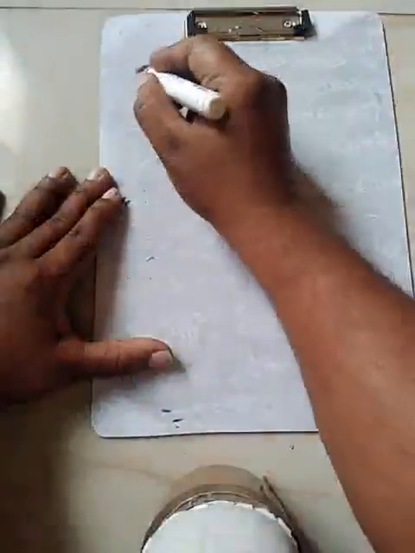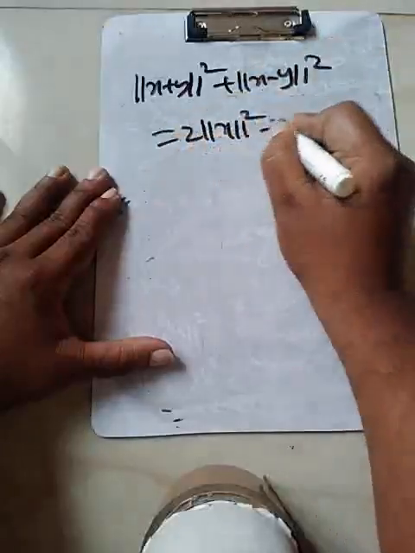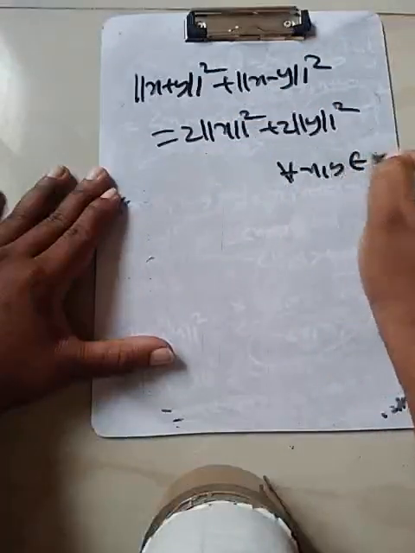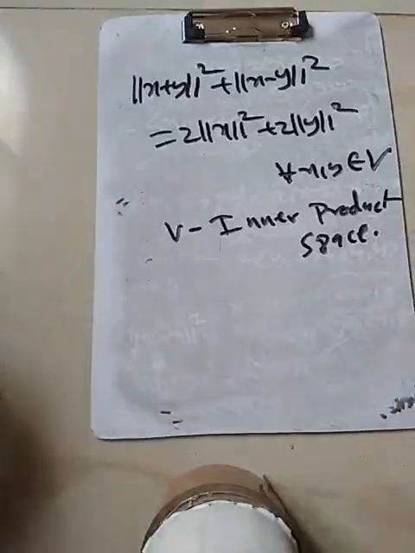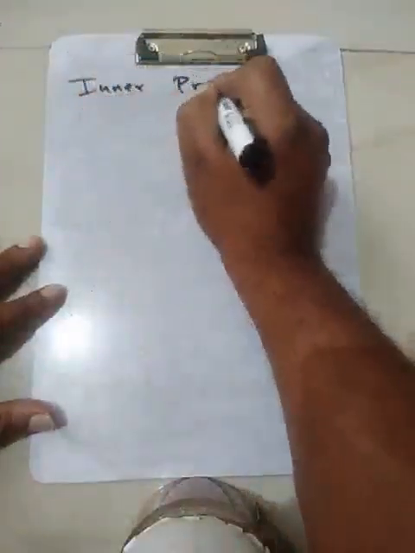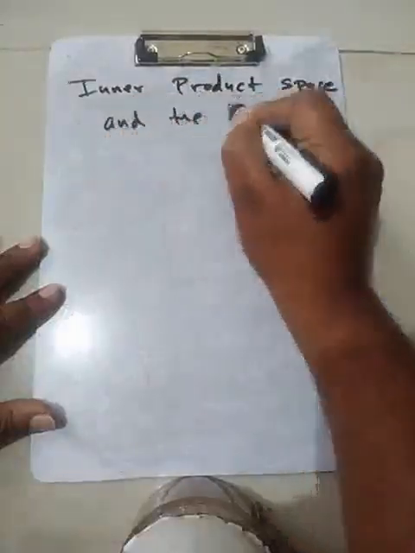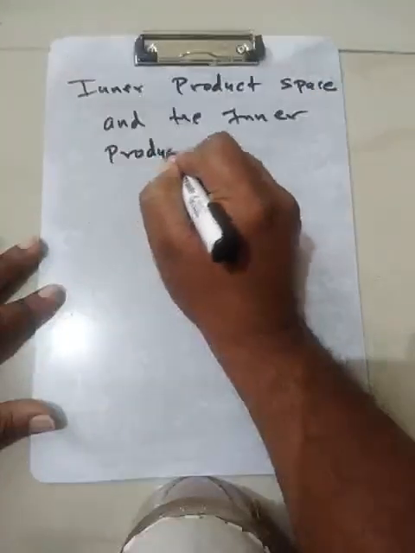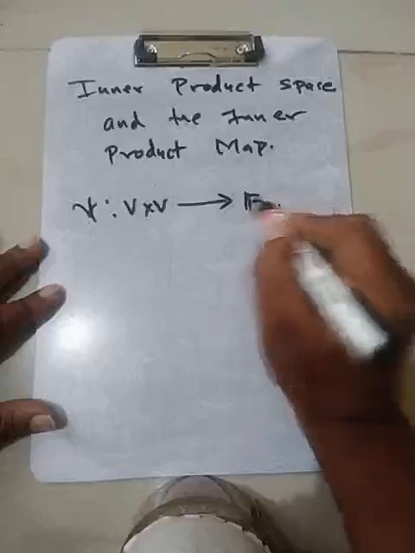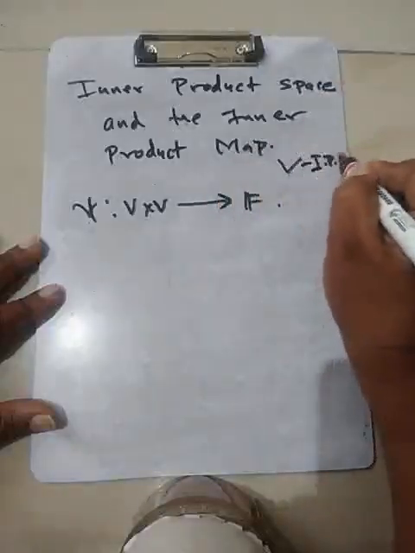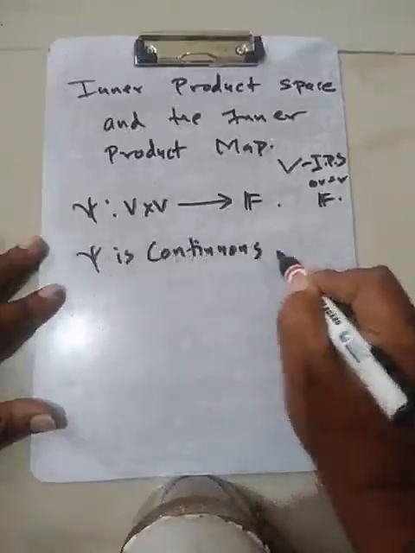So let's write it down. For all x and y, where V is an inner product space, and the inner product map psi, which is a map from V cross V to F, where V is the inner product space over the field F. Psi is a continuous map.